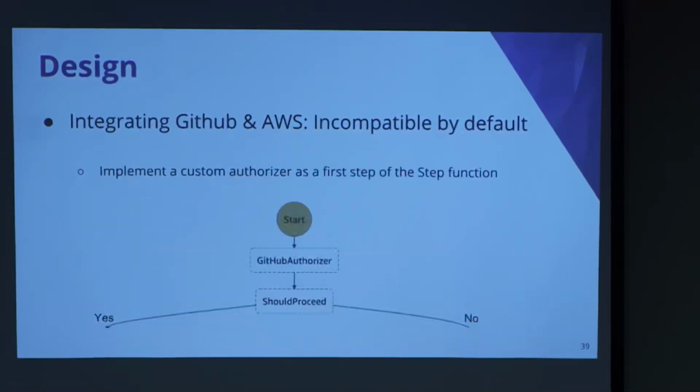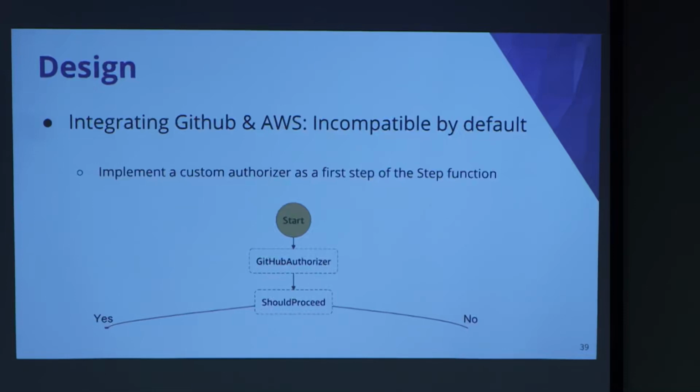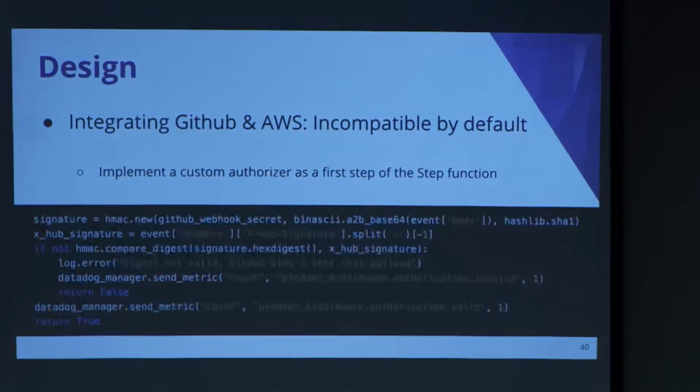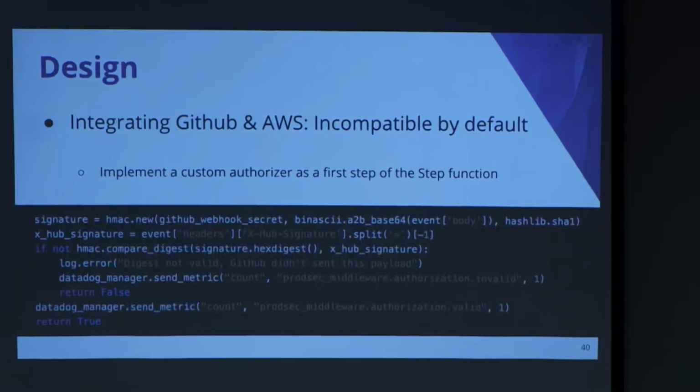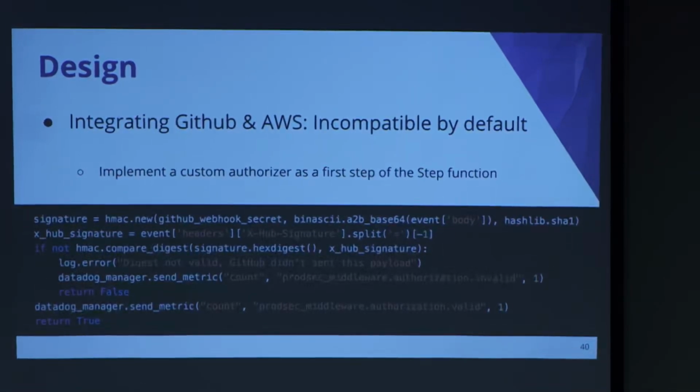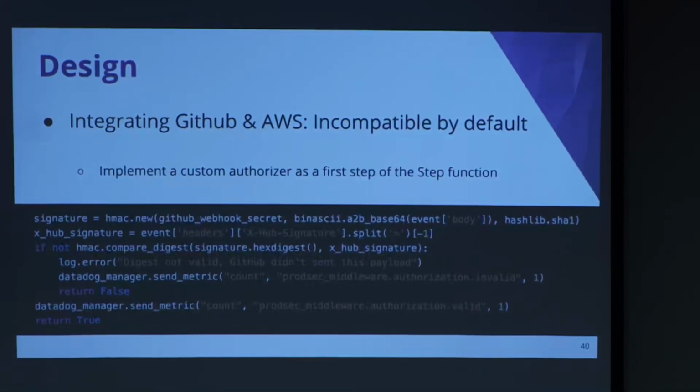So our solution was to use this custom authorizer as the first step of the step function. And then based on the output of this authorizer, we have a choice between yes, I should proceed, I should continue, or no, I should stop. So here's a small code snippet of how it works. It's pretty simple, pretty straightforward. You generate the HMAC of your payload, get the actual signature from the header and compare both, and then return true or false. Don't forget to send metrics if you want to know whenever it fails and why. But yeah, it's fairly simple.